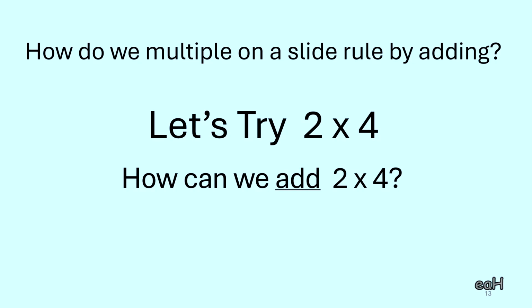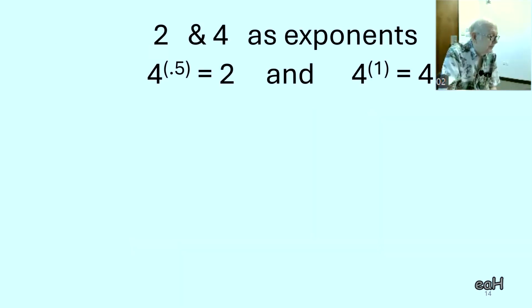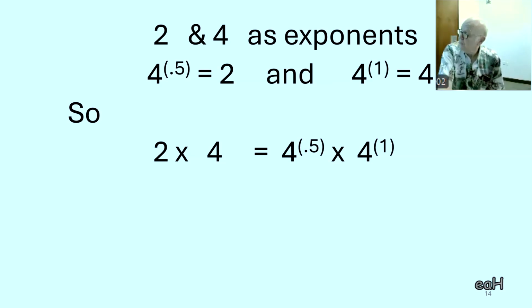So how do you multiply on a slide rule by adding? Let's try something really simple, 2 times 4. How can we add 2 times 4? By making 2 and 4 exponents. But how do we do that? Well, we can express them as exponents like this. 4 to the 0.5 is the square root, so the square root of 4 is 2. So 2 can be expressed as 4 to the 0.5. And over here you have 4 to the 1, which means you have 1 four. So that equals 4.